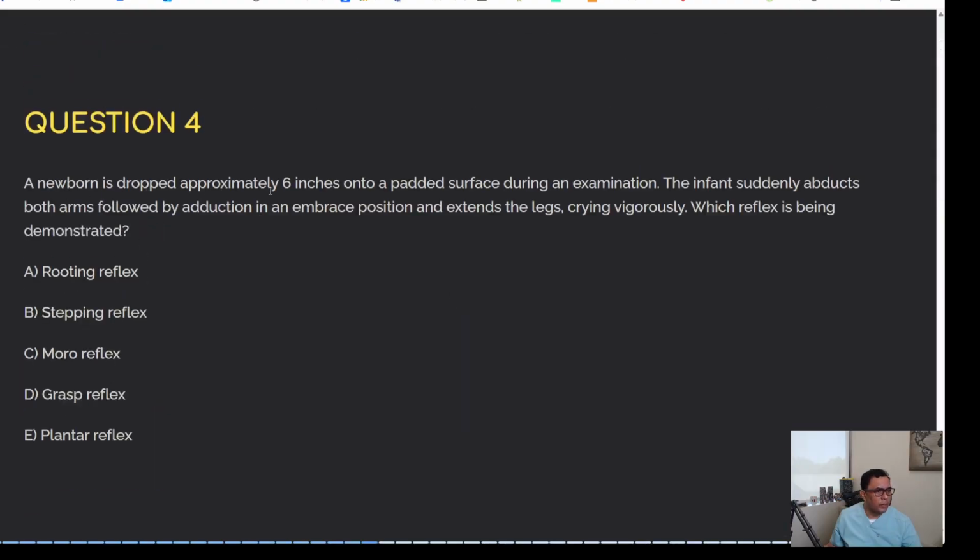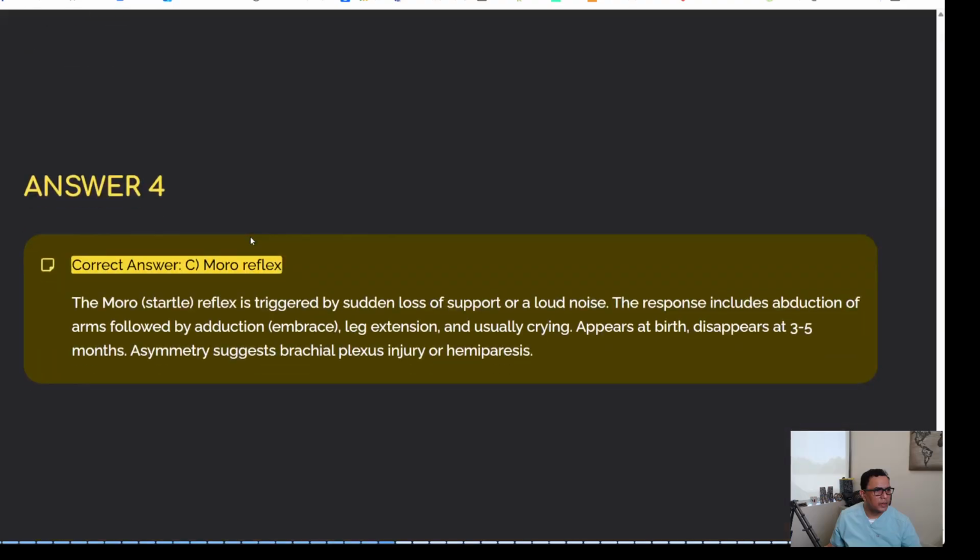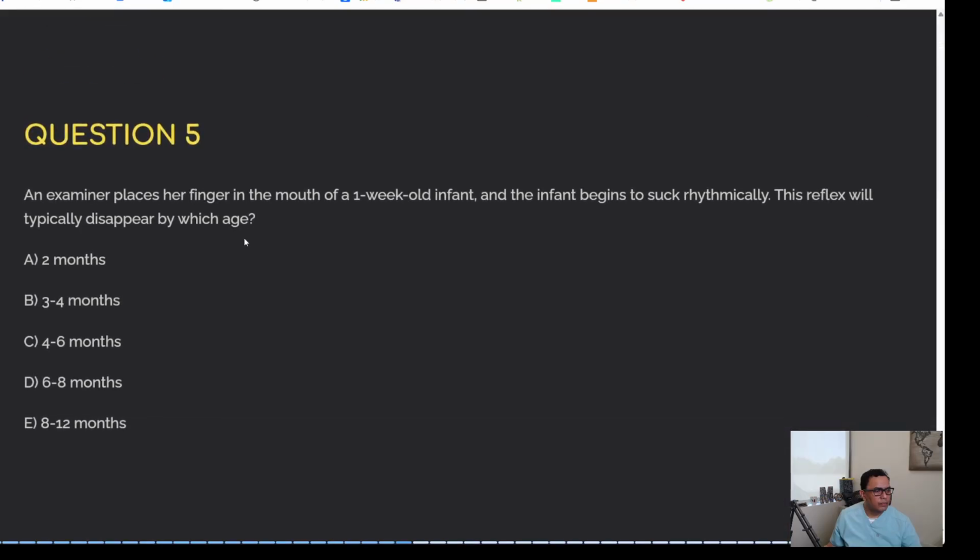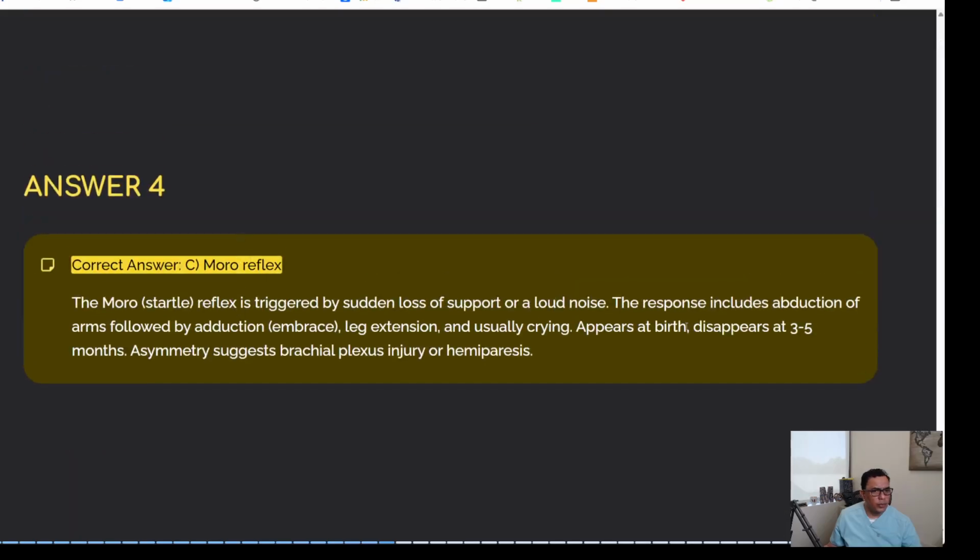A newborn is dropped approximately 6 inches onto a padded surface. The infant suddenly abducts both arms, and then there is the embrace position; think about the Moro reflex, and the legs extend. So that's what I would remember. And also, one of the remembering points is if there is abduction of arms and then adduction, think about the Moro reflex.